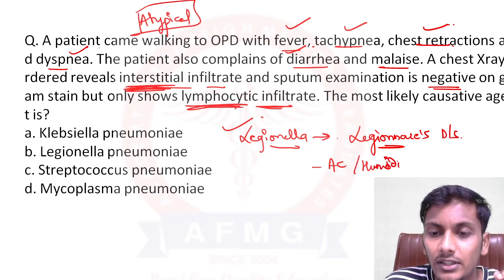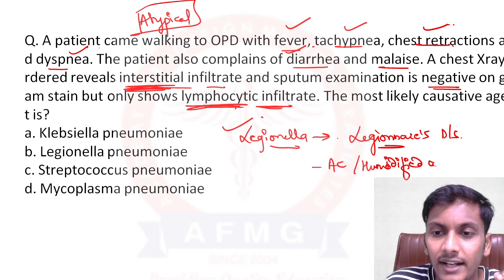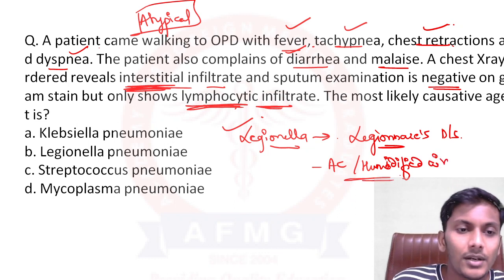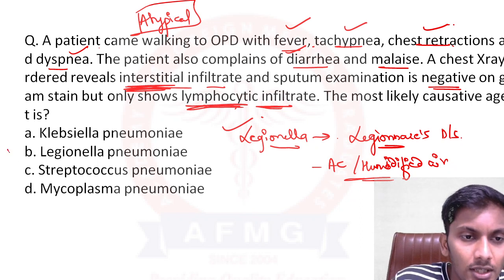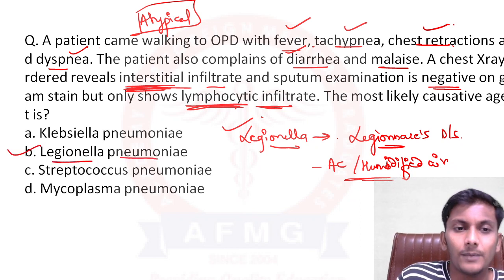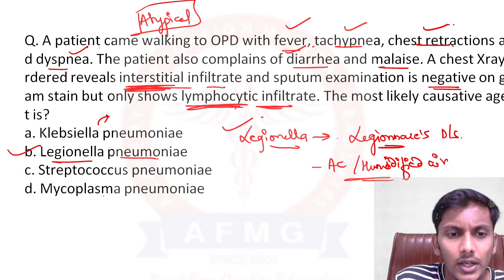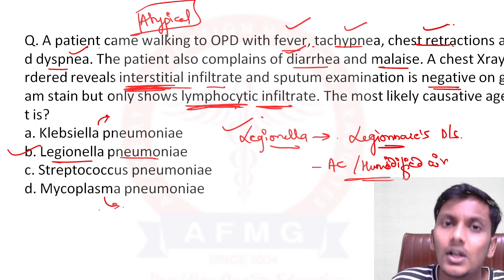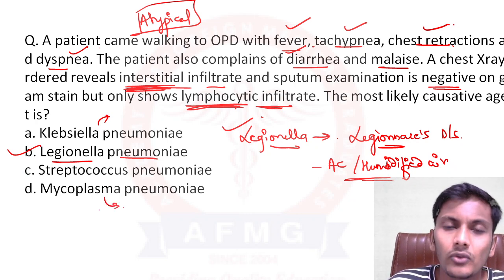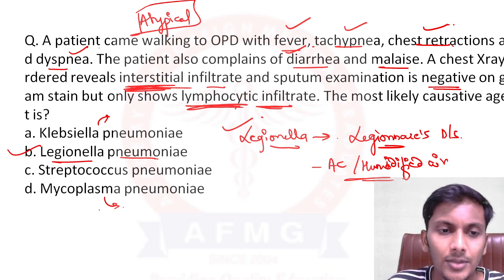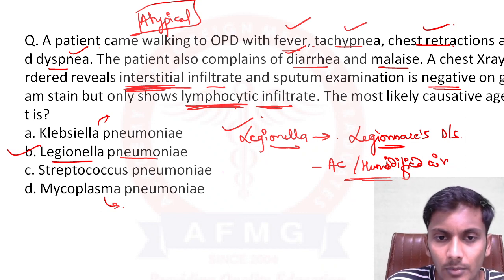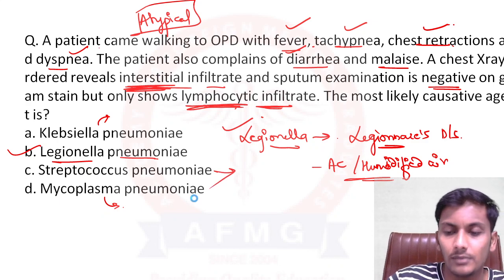Which is associated with continuous exposure to AC or humidified air. Okay, so please remember, this is a characteristic example of Legionella pneumophila. Option B, Legionella pneumophila. Klebsiella pneumoniae is seen in alcoholics. Mycoplasma pneumonia is the most common cause of atypical pneumonia, but it presents along with autoimmune hemolytic anemia also. And Streptococcus pneumoniae is the most common cause of typical pneumonia.